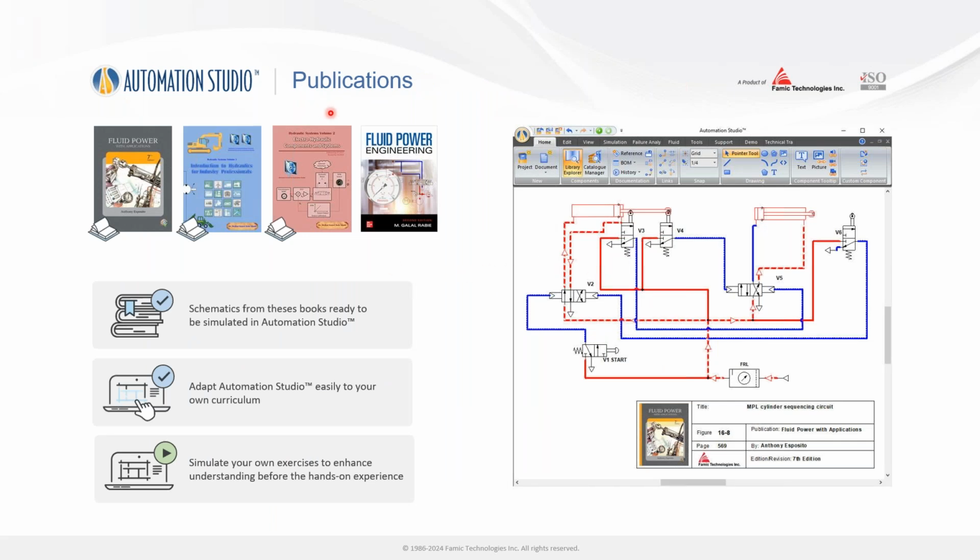We also provide technical publications in Automation Studio. For example, you can see this circuit. This circuit is from this book, Fluid Power with Applications by Anthony Esposito. Similarly, there are many other circuits available from different publications. So you just have to go to the technical training material tab and click on the exercise which you want to learn.